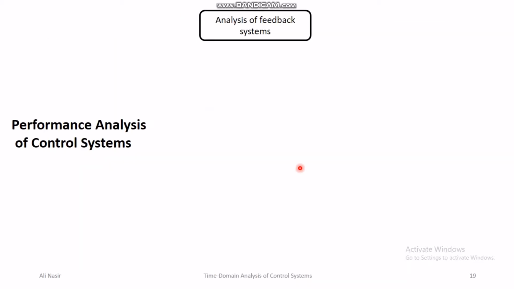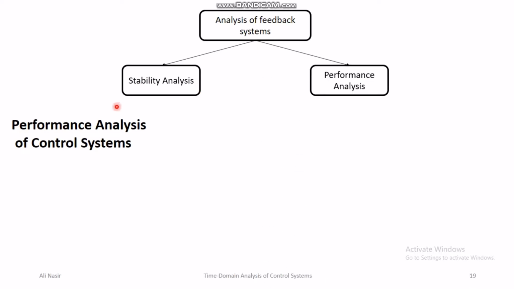So then there is performance analysis. This is the next topic that we discussed in this course, performance analysis of control systems. The analysis of a feedback system has two basic types: stability analysis and performance analysis. So far we have discussed stability analysis with the help of root locus and with the help of calculation of poles and eigenvalues of the system. Now we are on to the performance analysis of feedback systems.